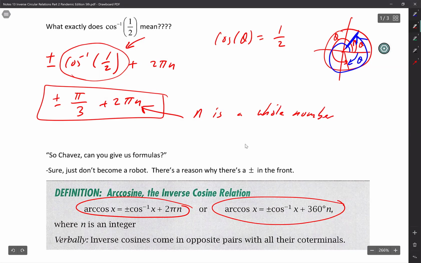You can also say integer. It can be negative if you go clockwise, and it can be positive if you go counterclockwise. And that's it, guys. That's all.